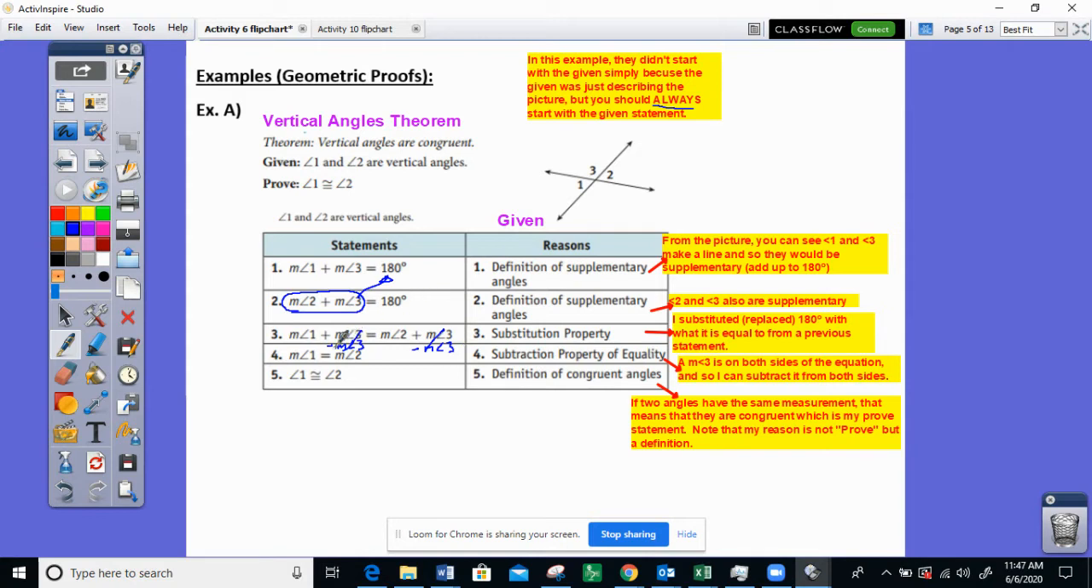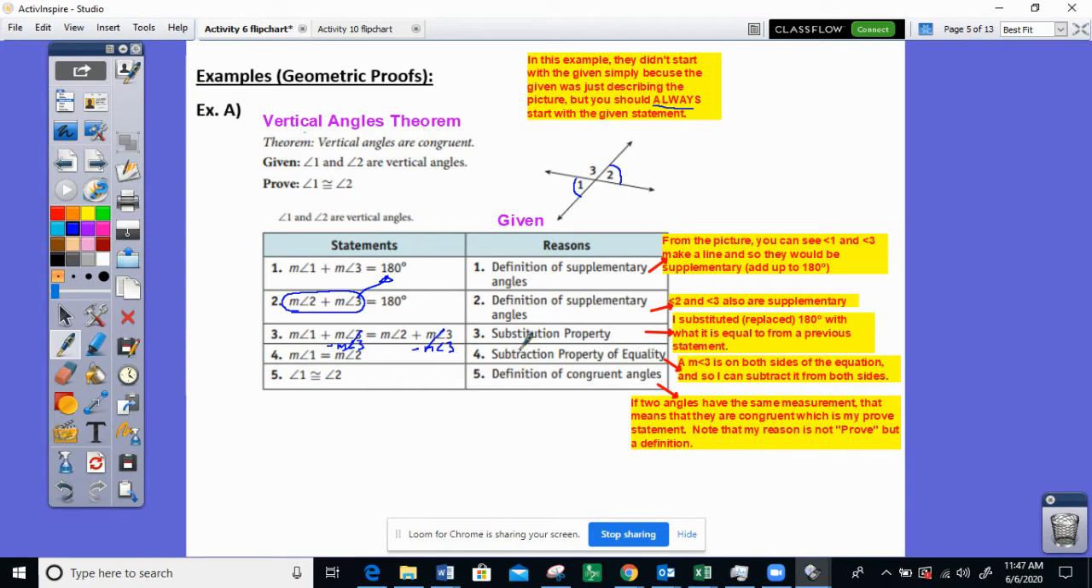And so if that is true, what do we know about congruent angles? If angles have the same measure, then they are congruent. So I'm going to mark that in the picture. Angle 1 and angle 2 are congruent.